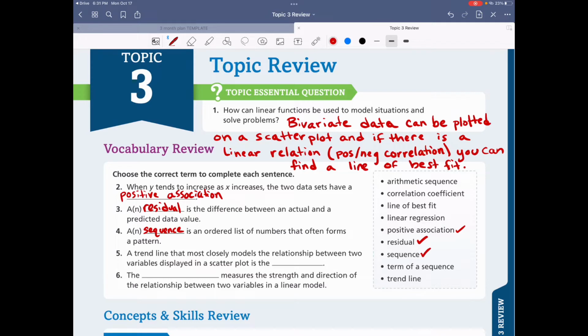A trend line that most closely models the relationship between two variables displayed in a scatter plot is the line of best fit. The blank measures the strength and direction of the relationship between two variables in a linear model. That would be the correlation coefficient.